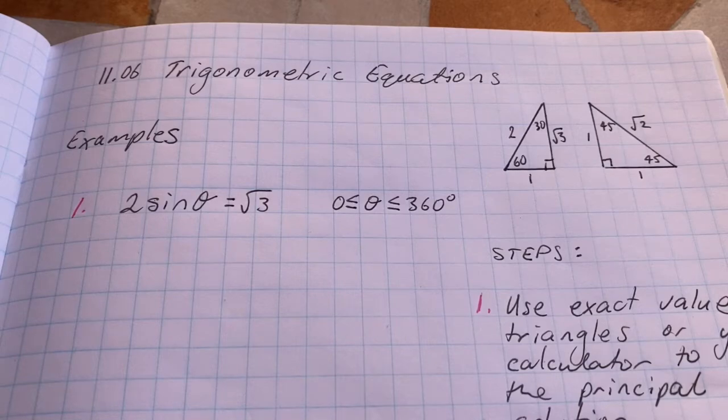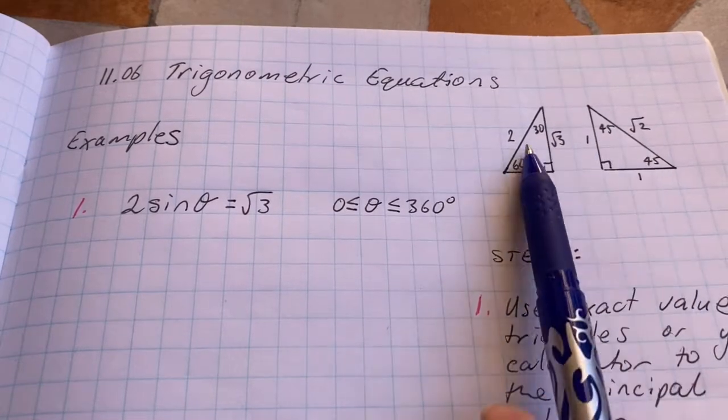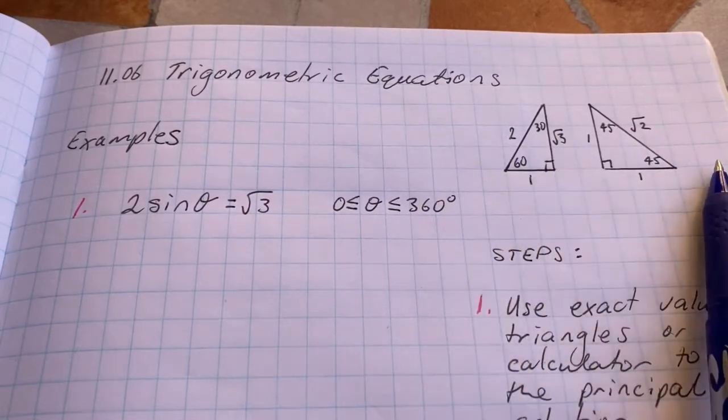Exercise 1106 is about solving trig equations. So I'm just going to go straight into some examples. You can see I've got my exact value triangles here. I'm going to need those.